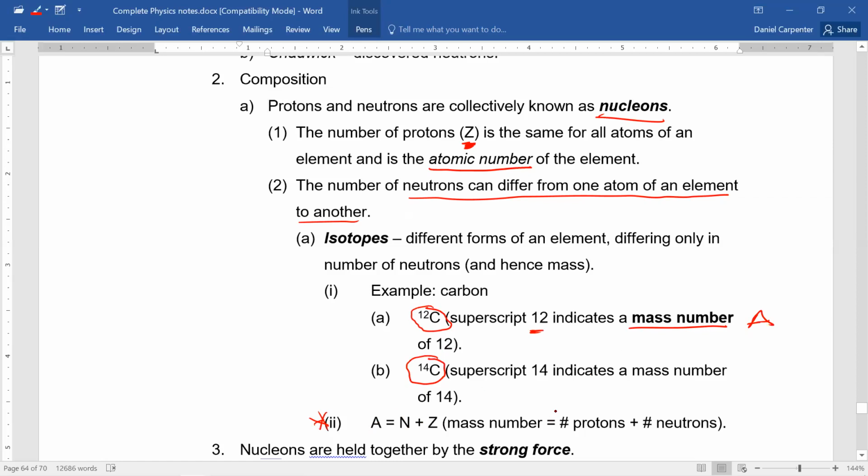Z is the same for all atoms of an element. The mass number varies. When I say varies, there may only be a couple of variations, but there is a variety. Now, if you look at some things like uranium, I think it is uranium, I'm not sure, and I don't have a periodic table in front of me.